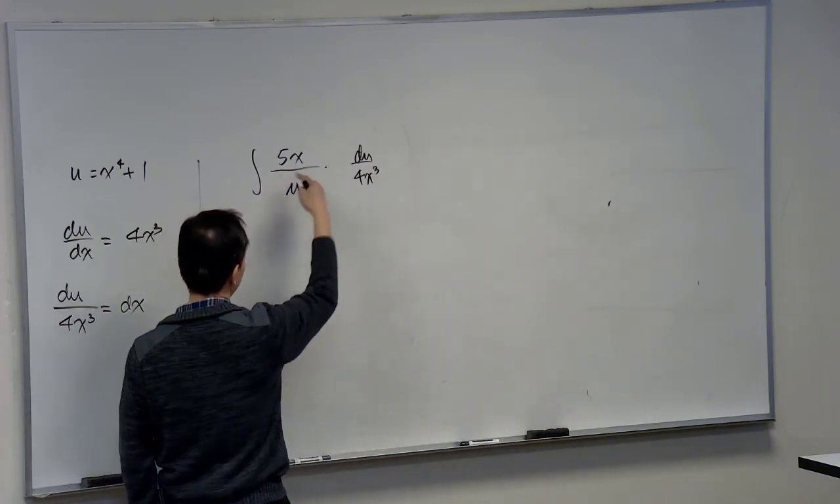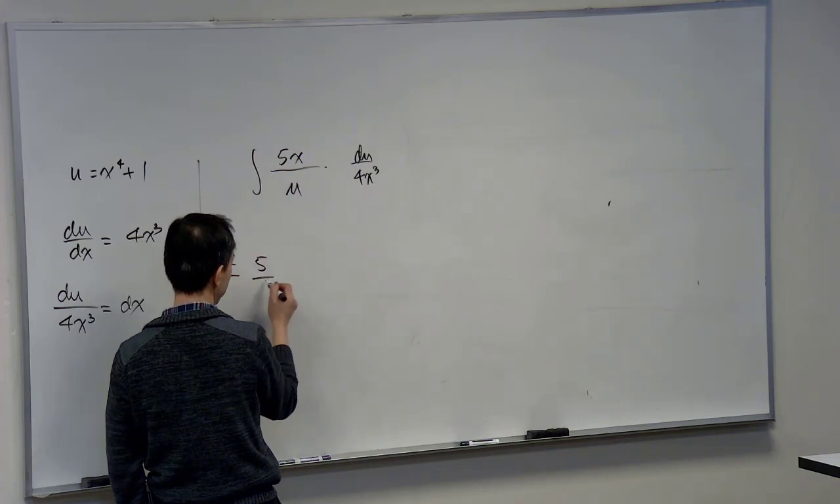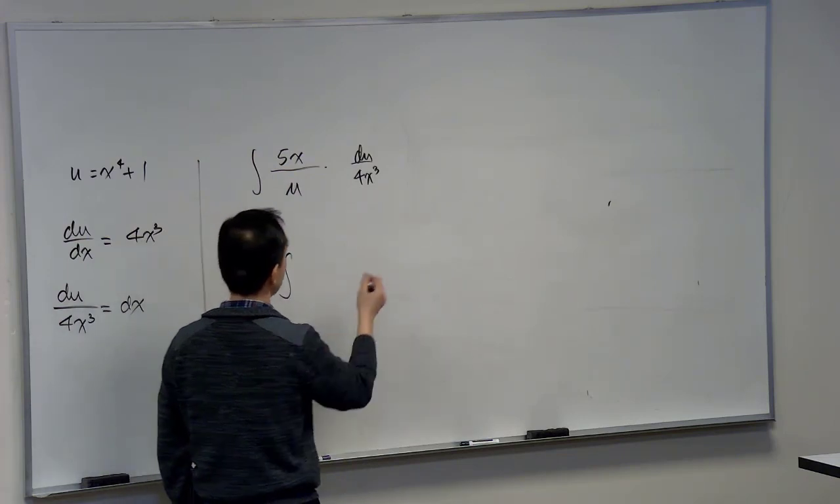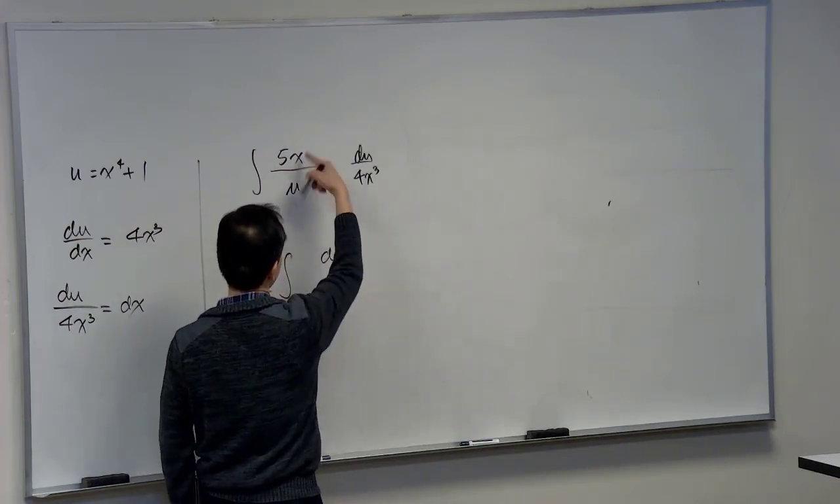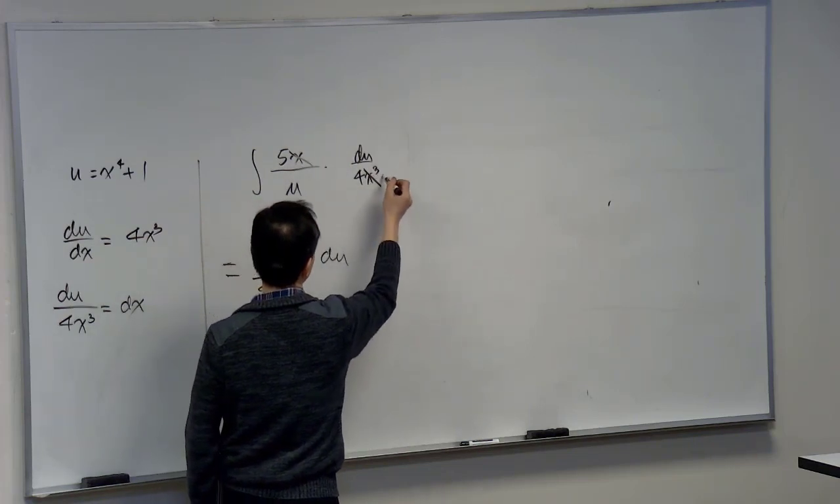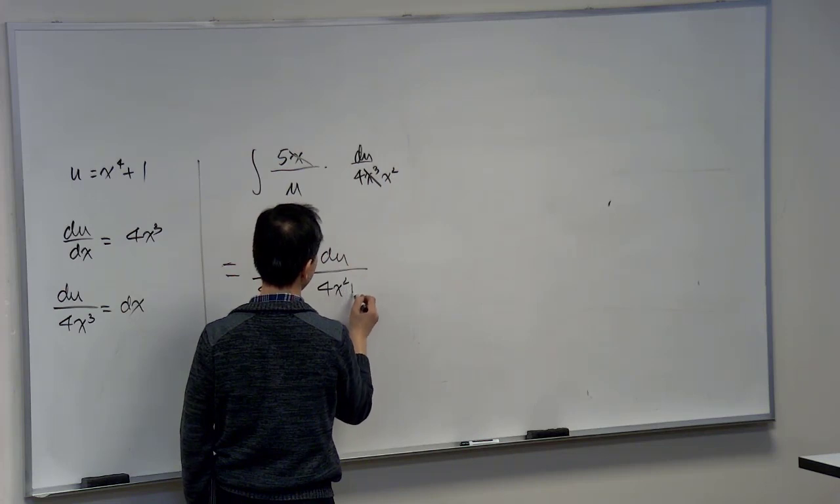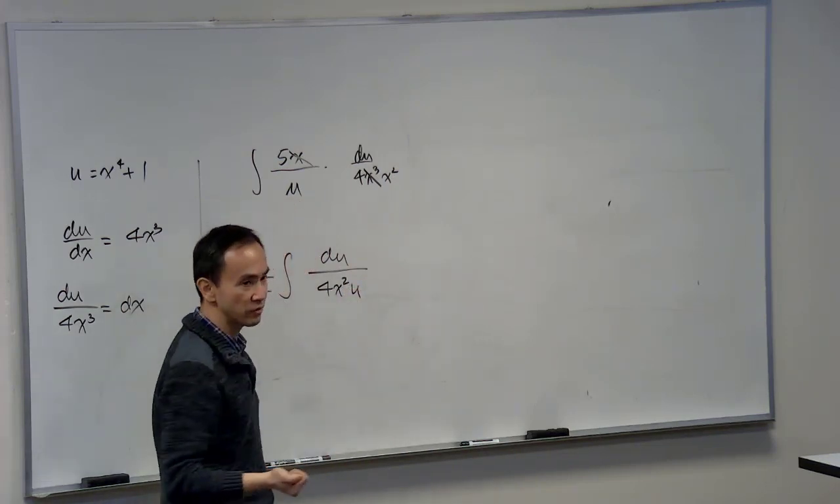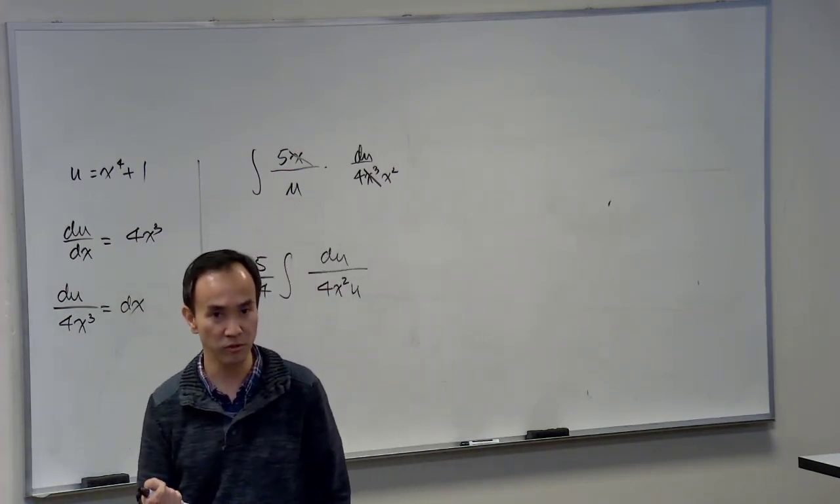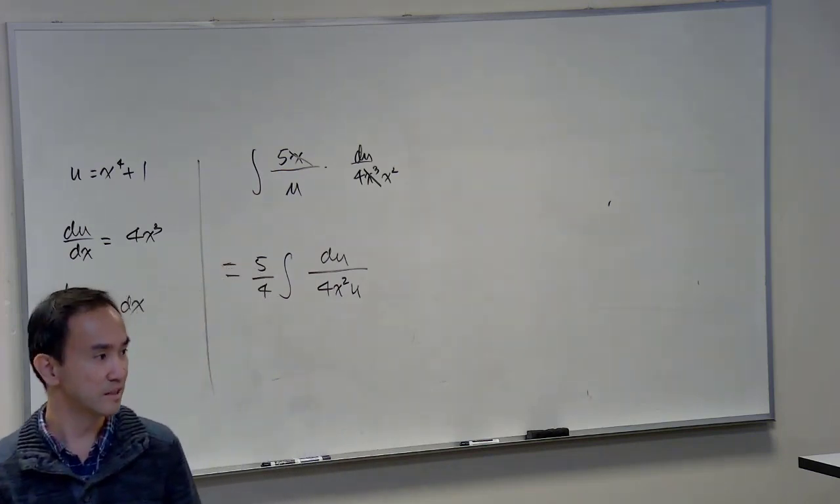Some cancellation will definitely happen. We have a 5/4 being isolated out as a coefficient, so I can put it in front, and then I have a du. The x cancels with x cubed, leaving an x squared here in the denominator. So we got 4x squared u. The first question that arose here is: did we completely get rid of the x variable?